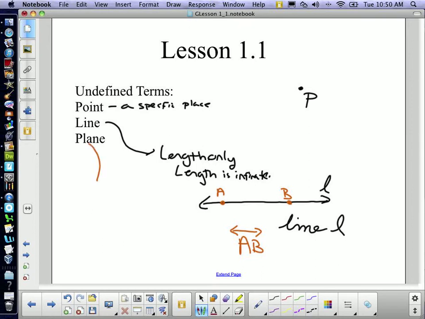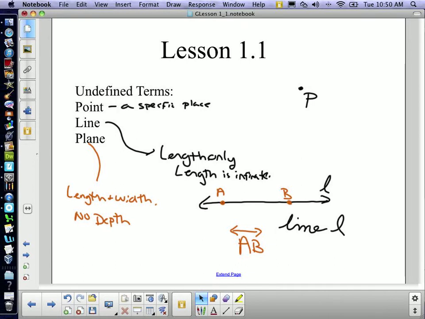A plane has length and width, but no depth. A great model of a part of a plane is a piece of paper. It has length and width, but if it was an actual plane, it would go on forever in both the length and the width. But it has no depth, so no thickness. Now, this is not a plane because it actually has thickness. Not a lot of thickness, but it does.